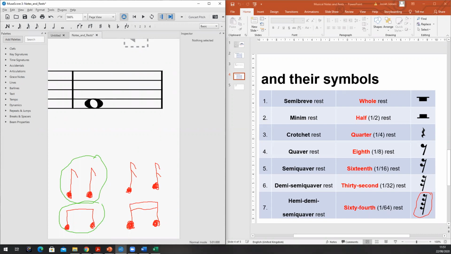And what's the equivalent rest of a whole note? It's a whole rest. And how did we say a whole rest looks like? Basically, it's an upside down hat or a hole. As you're walking down, you just fall into the hole. So that's the whole rest.